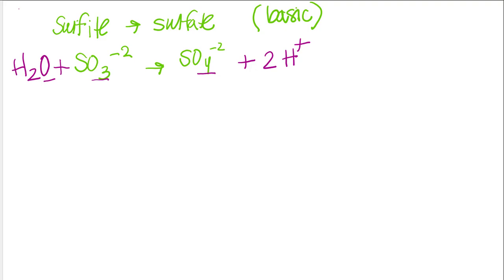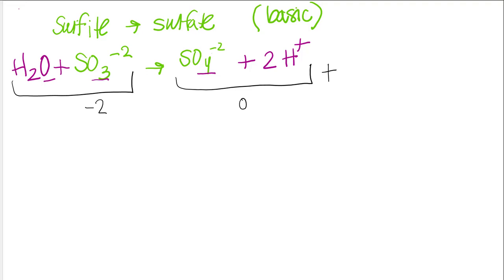That balanced my H's. Now let's look at our charge. I have one SO3 with a -2 charge, so I have -2 on the left. And if I look over here, I've got a -2 and 2 +1s, so I have a neutral charge on the right. The one that is more positive needs electrons. So the one that is more positive would be my product side.